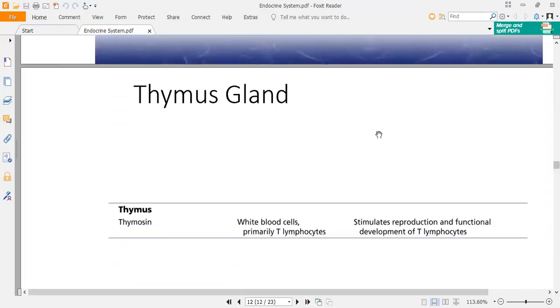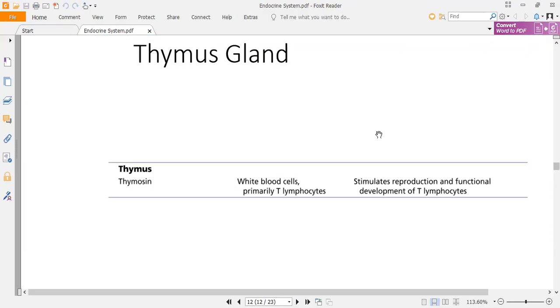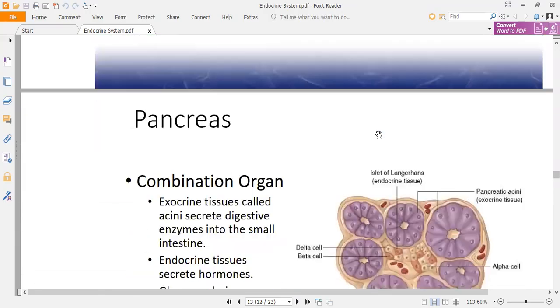Now let's go to the thymus gland. The thymus produces thymosin. It targets white blood cells, the primary T lymphocytes to be more precise. It stimulates reproduction and functional development of the T lymphocytes. As you know, we've got T lymphocytes, B lymphocytes, etc., which you would appreciate if you have learned blood physiology.